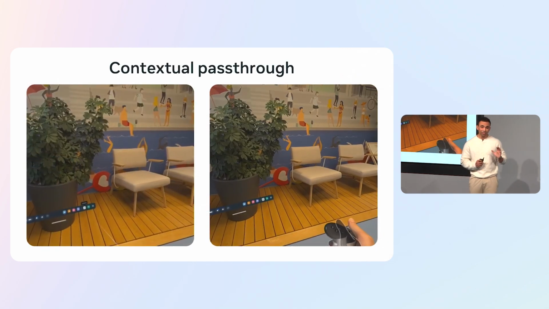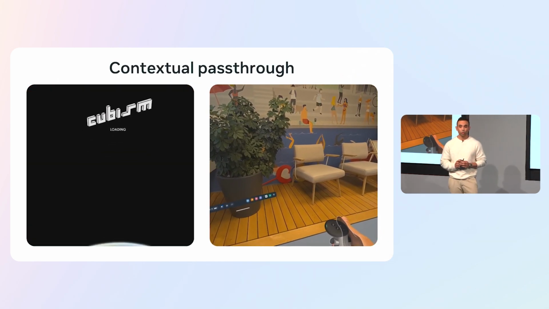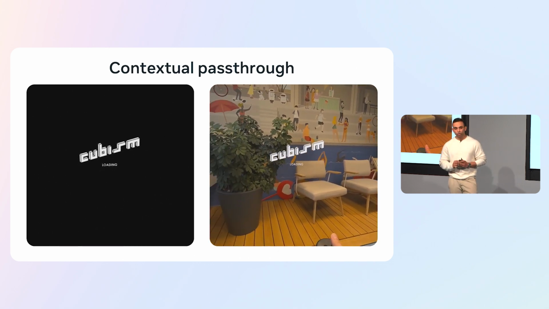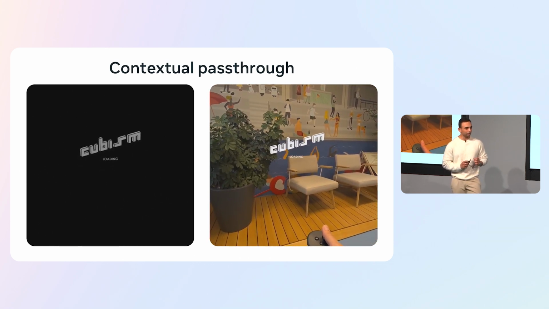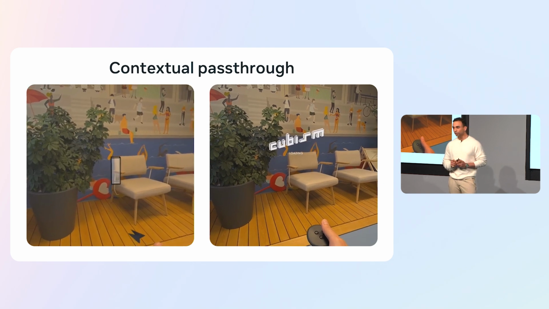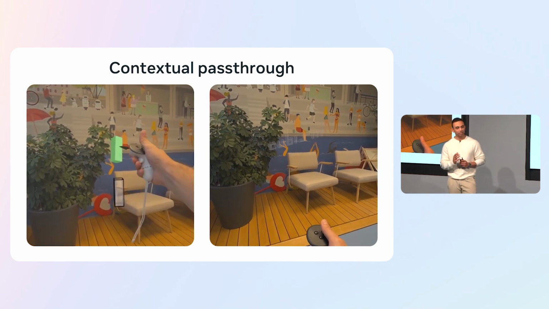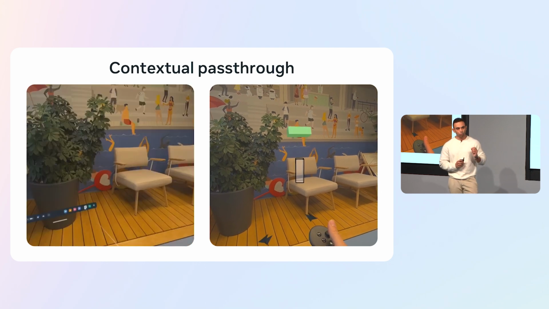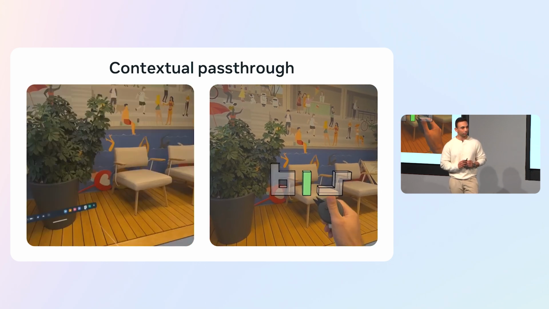Now, the feeling of connection is important, but so is having uninterrupted mixed reality sessions. So this year, we released contextual pass-through. Contextual pass-through offers seamless transition from MR Home to your apps. It provides you two key pieces of information.